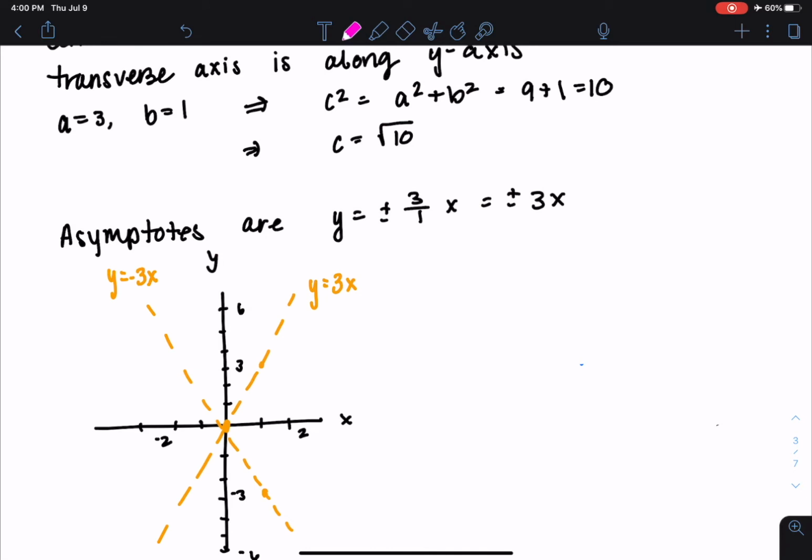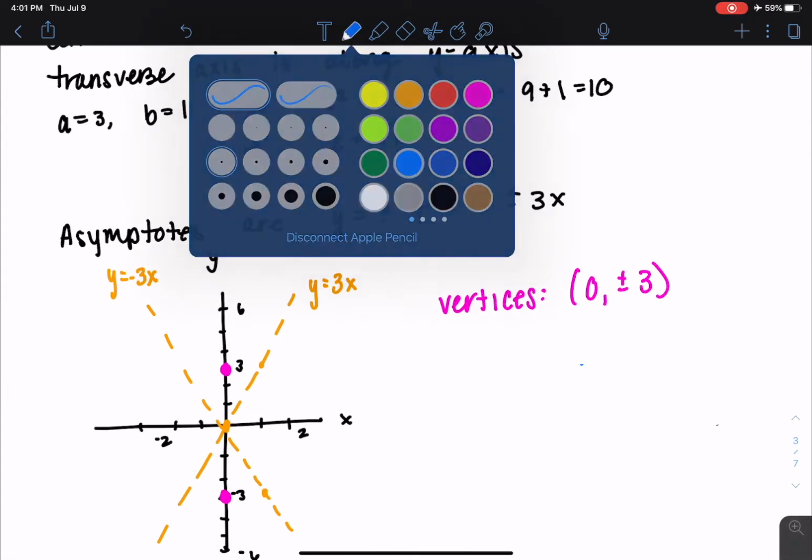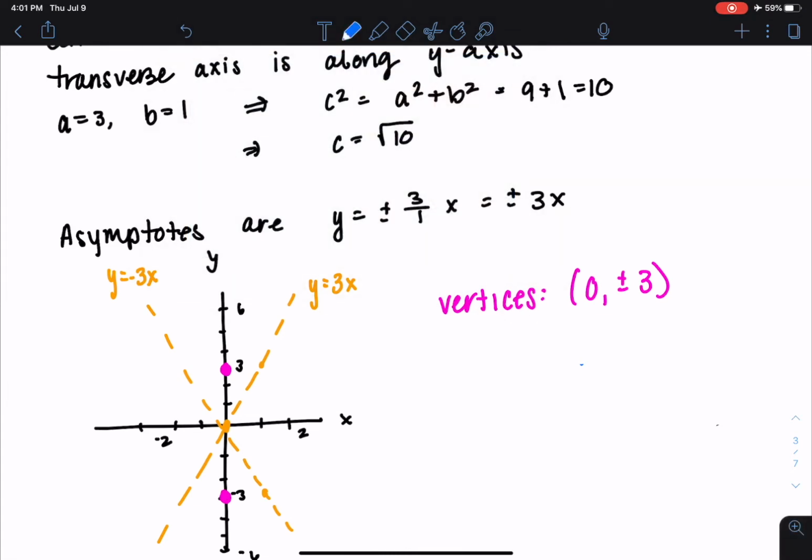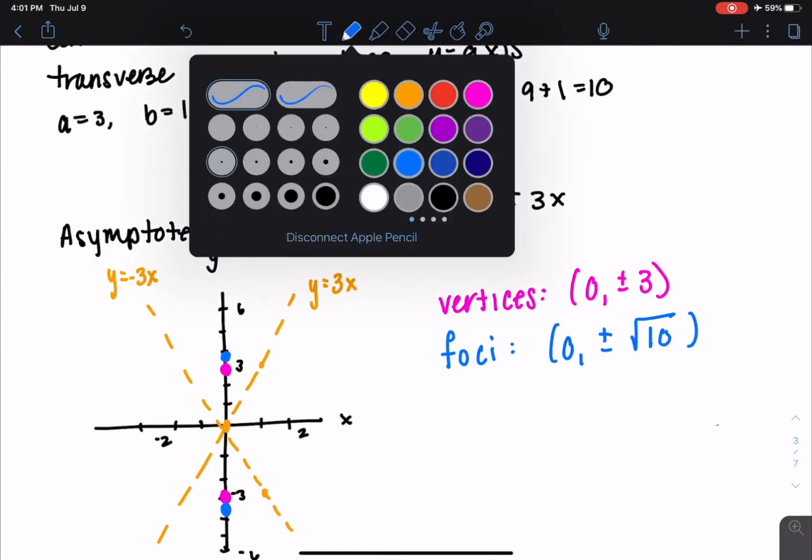Then from the center, the value underneath y is 9, so I go up and down a distance of 3. And that's going to tell me that my vertices are at 0, plus or minus 3. Now to find my foci, I have to go up and down a distance of root 10, which is a little over 3, so we'll exaggerate it. Up and down a distance of root 10. So my foci are located at 0, plus or minus root 10.